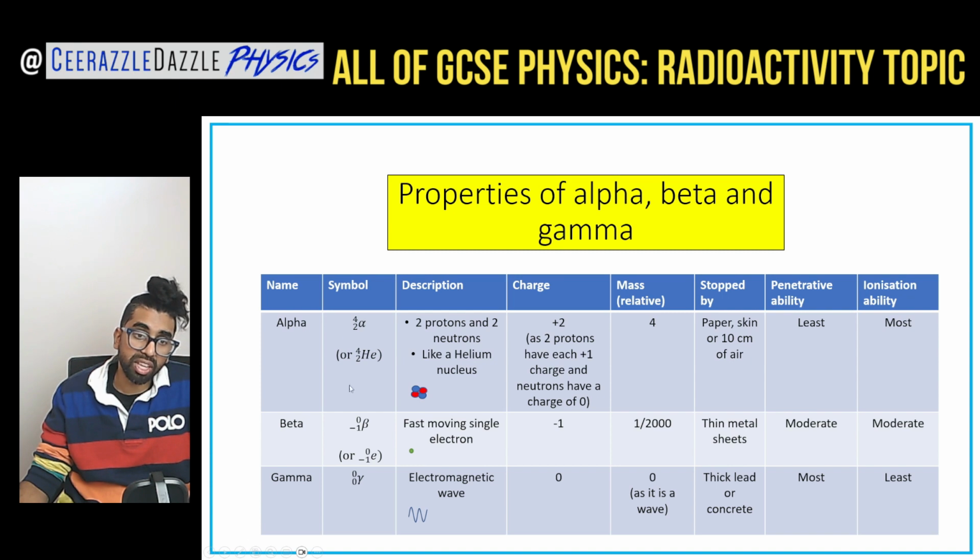Then gamma over here, 0, 0, yes, because it's a wave. It's an electromagnetic wave, there we go. The charge is 0, the mass 0 as it's a wave, stopped by thick lead or concrete. Penetrative ability is the most, it can pass through the most. Ionization ability, it is the least.